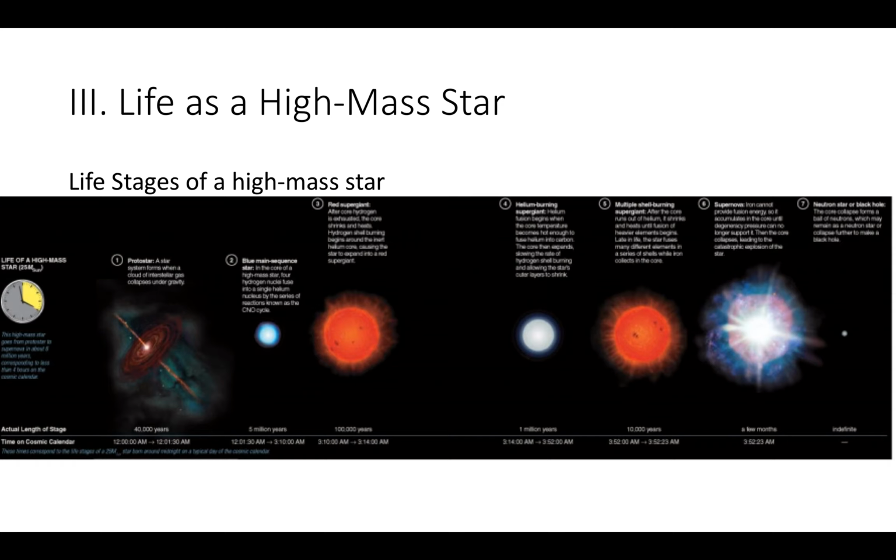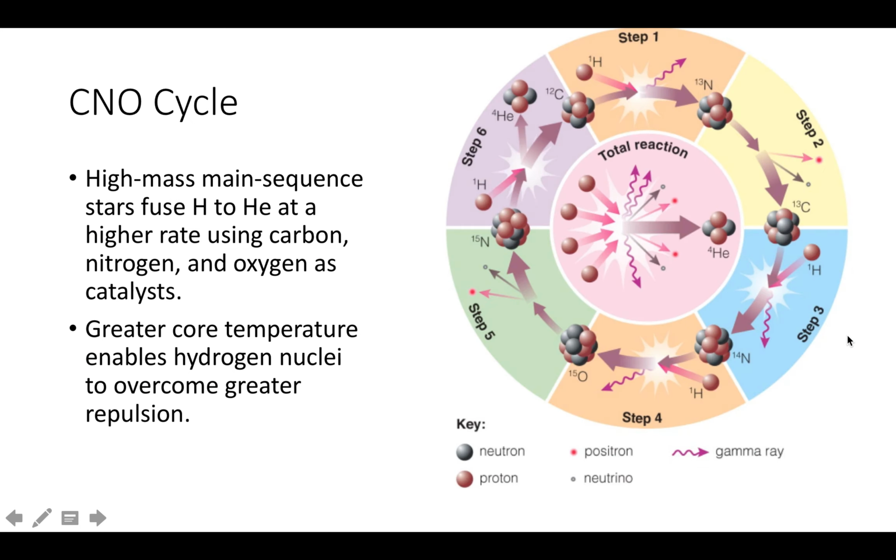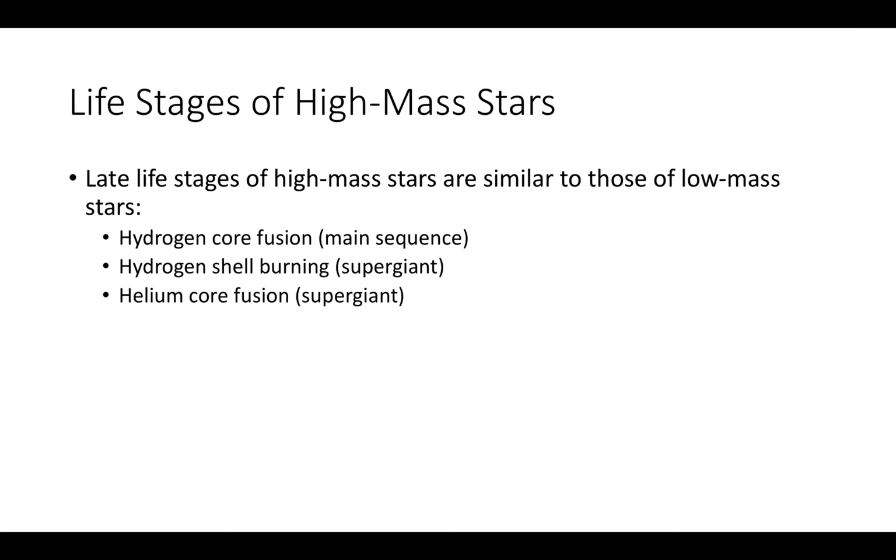Now, life as a high mass star is a little bit more exciting, but we start off with a protostar to the main sequence star to a red supergiant, and then it's going to have a helium burning supergiant to shell burning supergiant, and then finally that explosive supernova, and we're going to be left with a neutron star, not a white dwarf. So I want to talk a little bit about this carbon, nitrogen, oxygen cycle, where high mass stars fuse hydrogen to helium at a higher rate, using these heavier elements as catalysts, and as a result, our core temperature is greater, and it can overcome the repulsive forces of this.